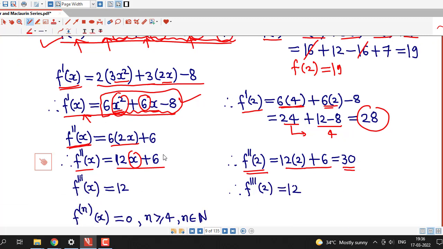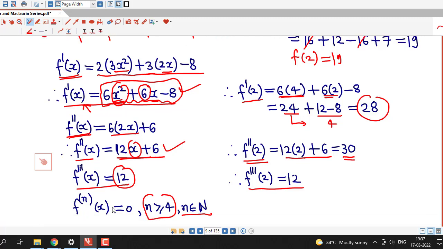Then we find out the third derivative, that is the derivative of this right hand side, which is 12. It is constant for every value of x. Therefore at x equal to 2, the third derivative is 12, and since the third derivative is constant, the fourth derivative will be 0, and all the derivatives of order greater than or equal to 4 will be 0. So we can write in this way: nth derivative at x is 0 for n greater than or equal to 4.